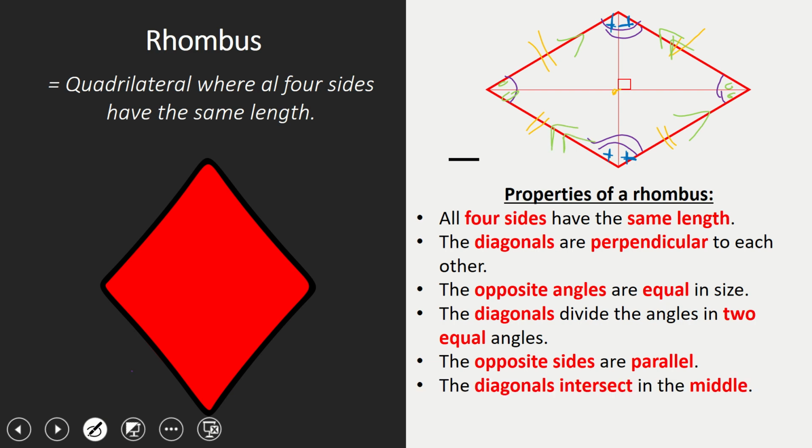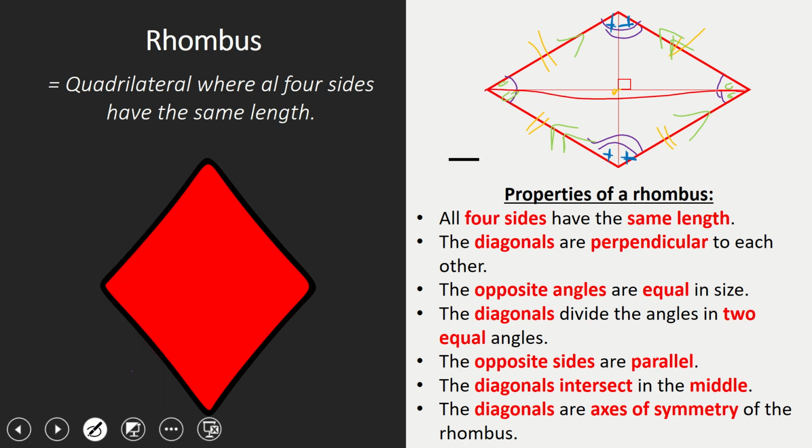The diagonals intersect in the middle of the rhombus. And the diagonals are the axis of symmetry of the rhombus, because if I'm going to fold it, this line, it will fit exactly, and on that diagonal as well.